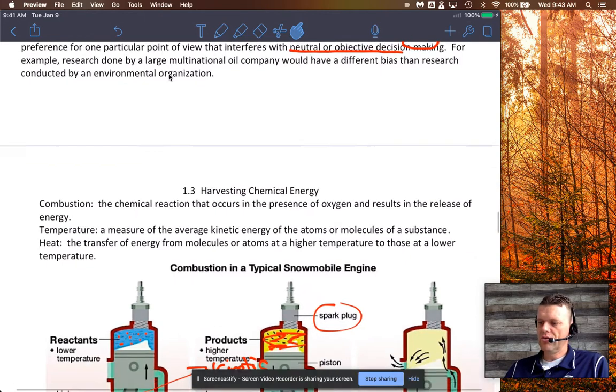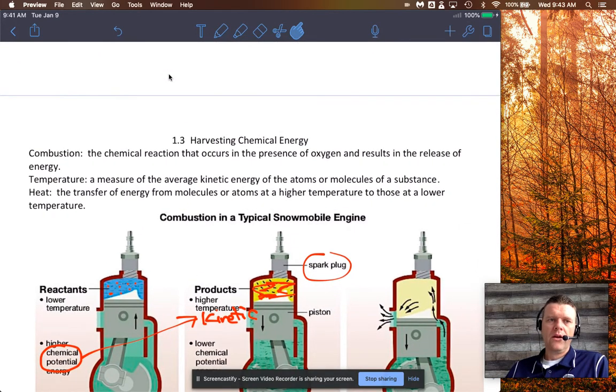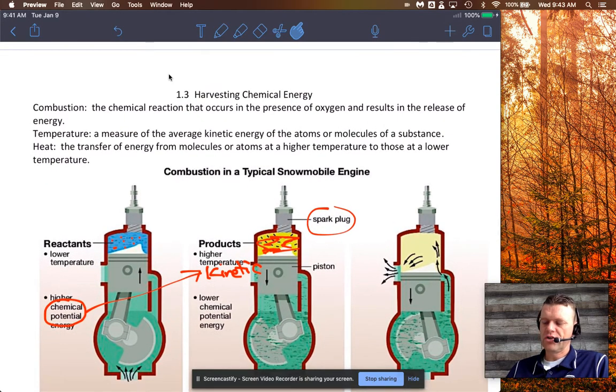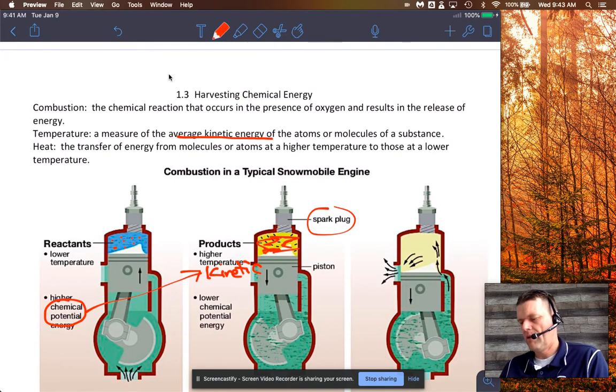Okay, the last section that I got to was harvesting chemical energy, and it goes into combustion, but a little bit of the math behind it. We've already studied combustion. That's where, in the presence of oxygen, a material will release energy. And when we talk about temperature, it's actually a measure of the average kinetic energy of atoms or molecules in a substance. Heat is the transfer of energy from molecules or atoms at a higher temperature to those at a lower temperature. That's what we would say heat is. And I know those definitions probably blend together.